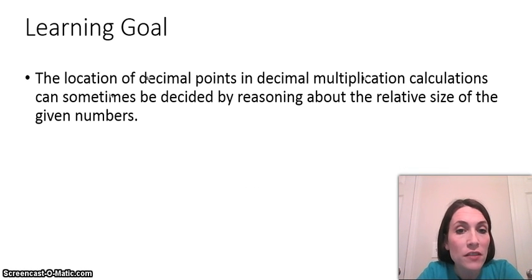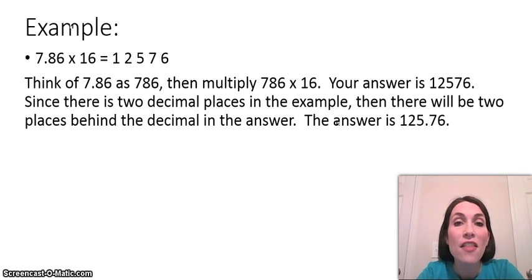The location of a decimal point in a decimal multiplication calculation can be decided by reasoning about the relative size of the given numbers. So this means we want to make sure that our answer makes sense once we have done decimal multiplication. There are no vocabulary terms for this lesson, so we're going to go ahead and look at our first example.